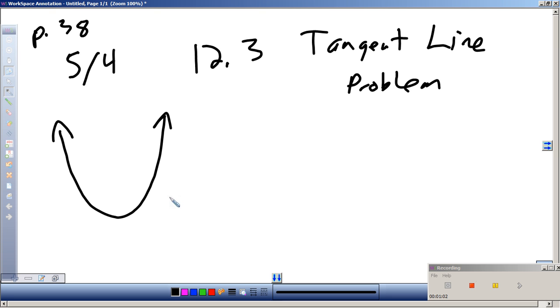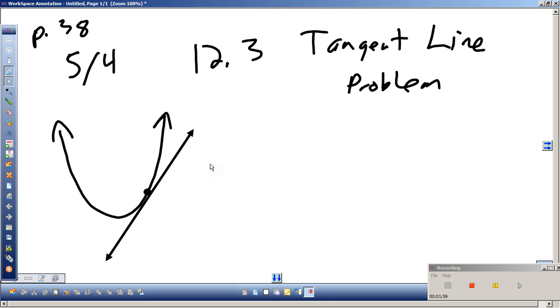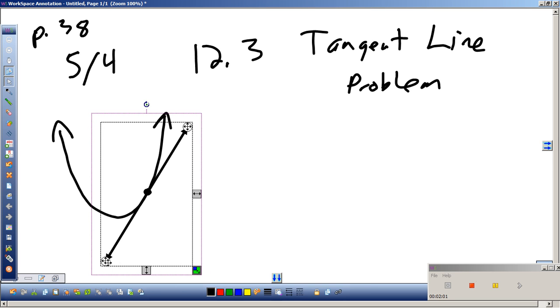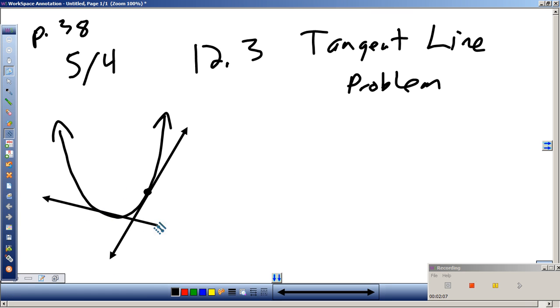Now, I want the equation of the tangent line at this point. I've got the point, so what do we need? Slope. And that's where we come up with the reason for calculus. How do you get the slope of a line like this? Is it the same everywhere? If I was doing a tangent line there, it would probably look something like that. But if I did the same thing over here, I get a tangent line like that.